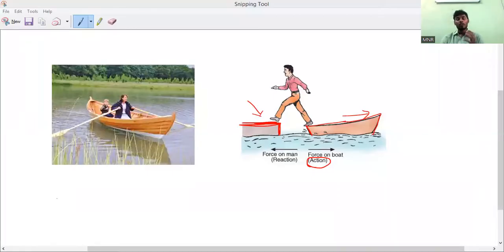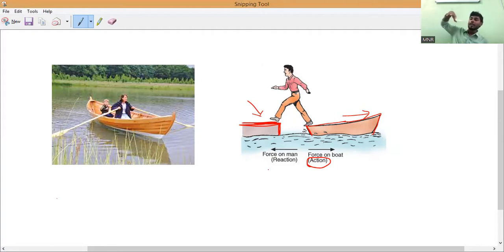If you notice, when I try to jump out from the bank of a river from the boat, you can notice it here. With my legs, I will try to apply the force on the boat in the backward direction. So that is what we used to call action. I am trying to push the boat in the backward direction with my legs. That is what we call action.